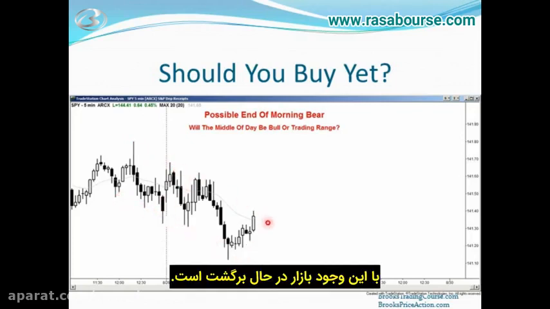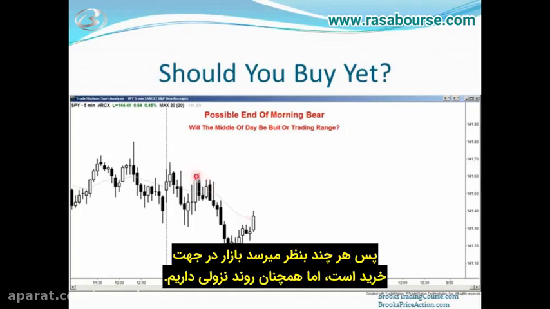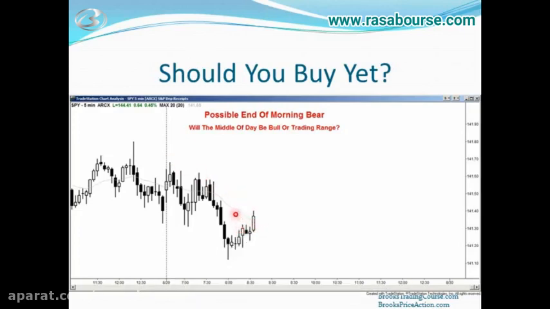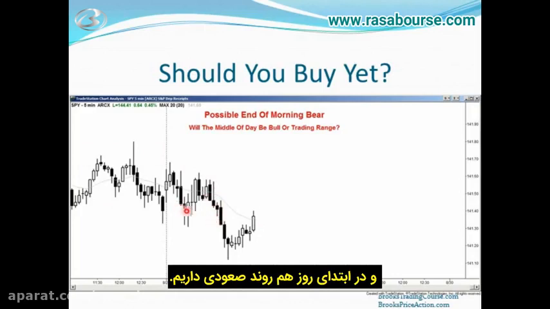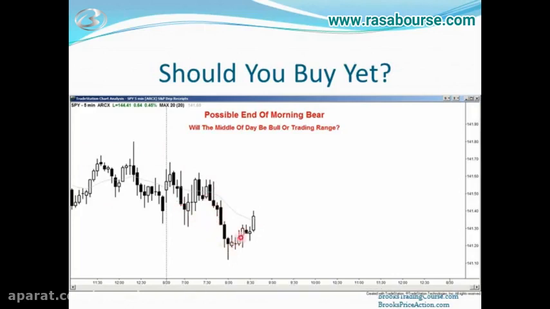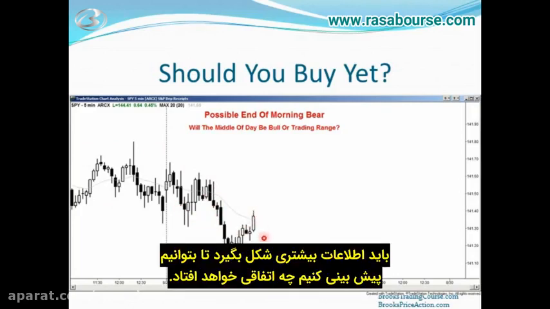Even though we are reversing, we are still in a bear trend. So even though the market is probably always in long, it's still a bear trend unless we get above this high. So you could say it's a trading range, it's a bear trend, and it's an early bull trend, and it is. We need more information to know what ultimately the result will be.